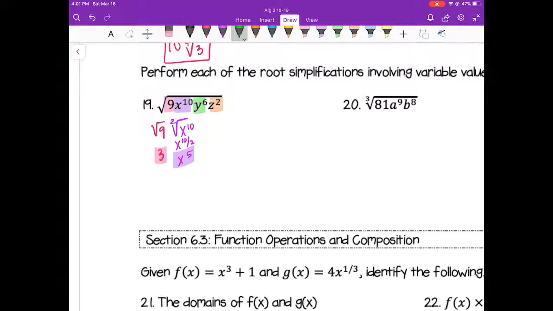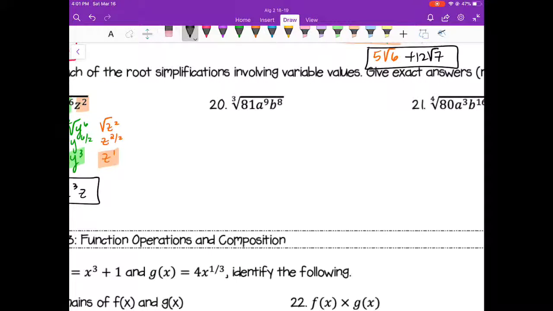Same idea with y to the 6th. Square root of y to the 6th, you can call y to the 6 halves if you want. Either way, you get y cubed. And lastly, square root of z squared, z to the 2 over 2, which is 1, z to the 1st. And notice that everything is broken out of jail, so our final answer is 3, x to the 5th, y to the 3rd, z.